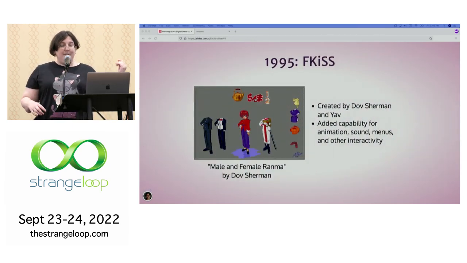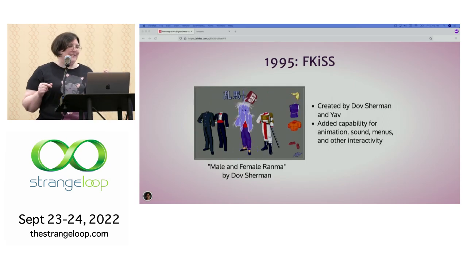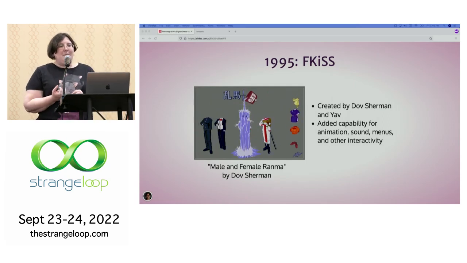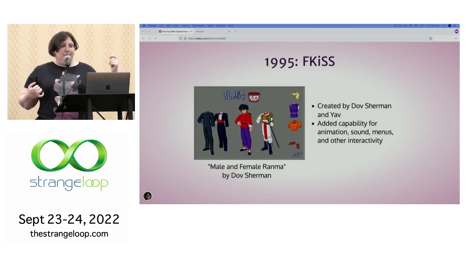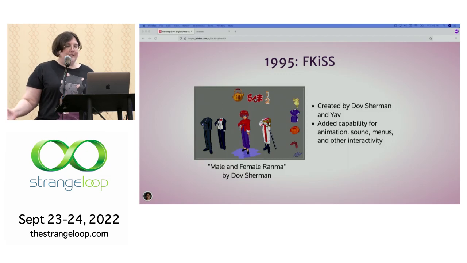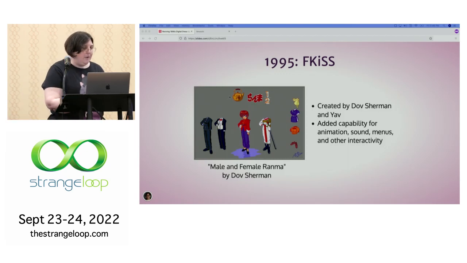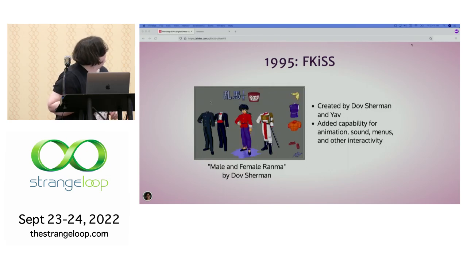Then in 1995 came FKISS, which was the next great leap forward in digital dress-up dolls. FKISS was invented by an American artist named Dove Sherman and a Japanese artist named Yav. And they added capability for animation, sound, menus, and all sorts of other interactivity. So let's see if I can show you what that looks like.